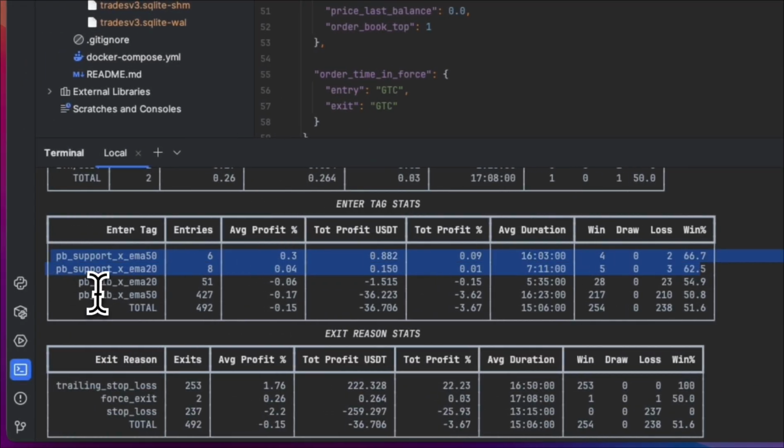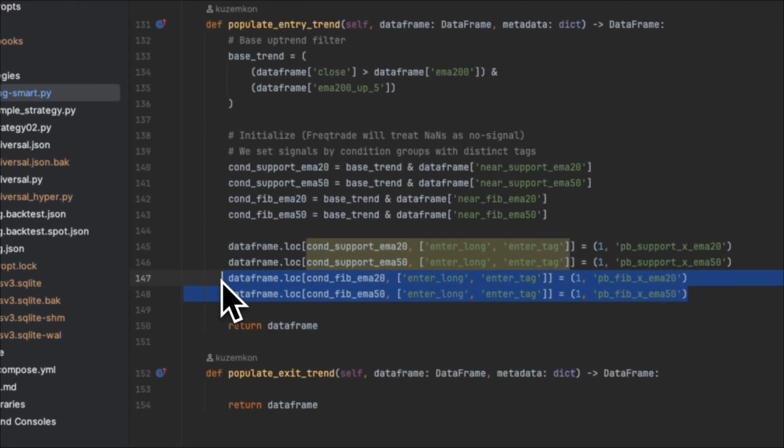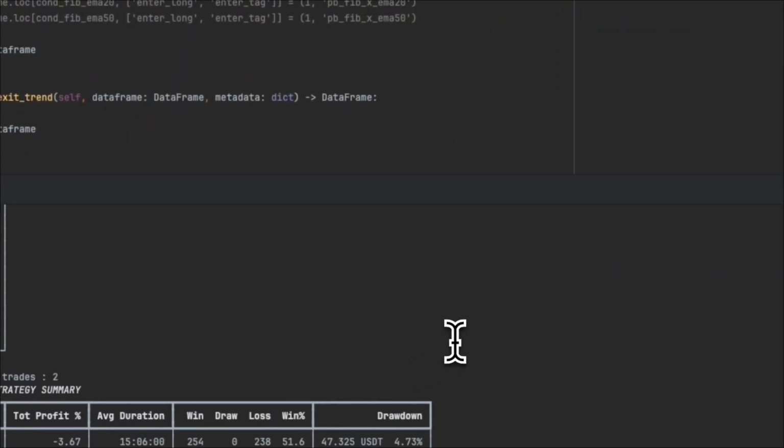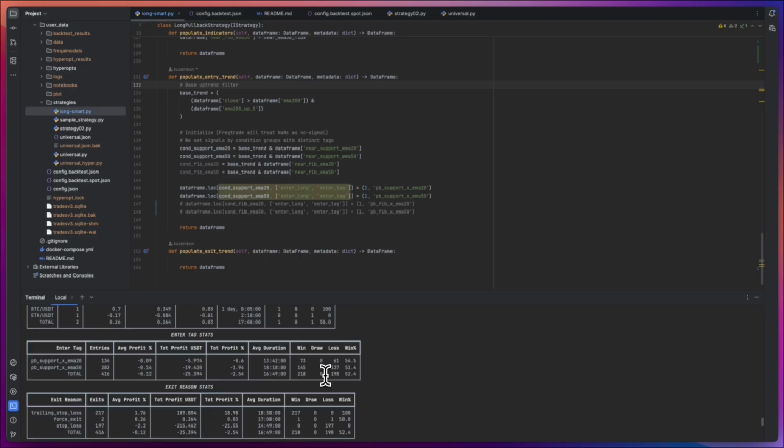So what we can do is just delete the Fibonacci from this computation and try it out with just support lines. So let's do it right now. I'm commenting out the Fibonacci, and I will run the backtest again. We're still unprofitable. That's weird. Did I miss something?